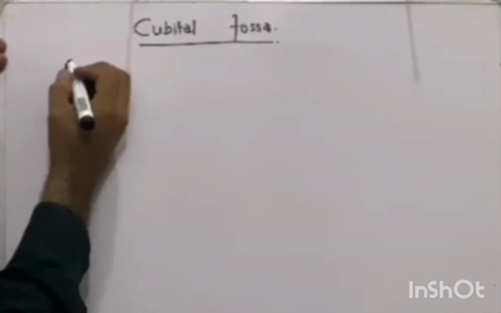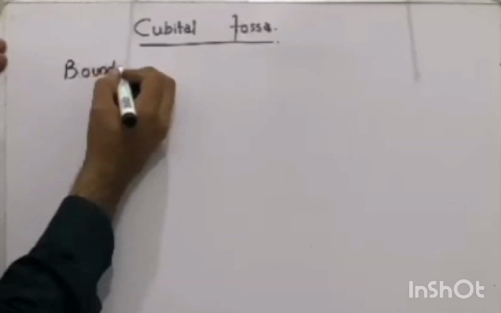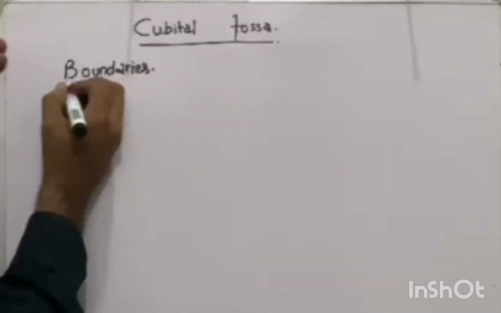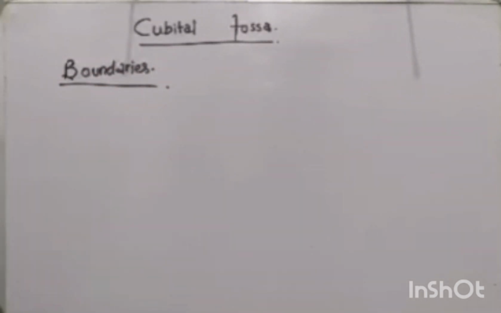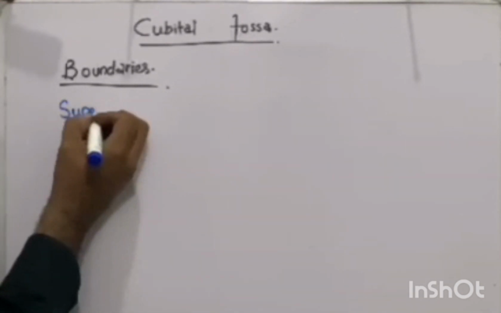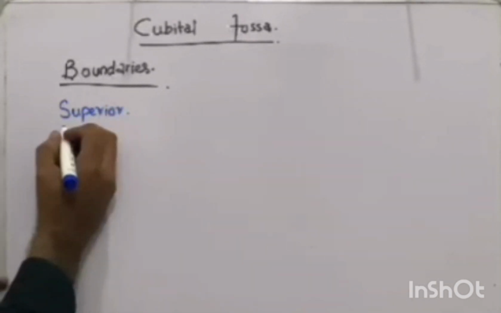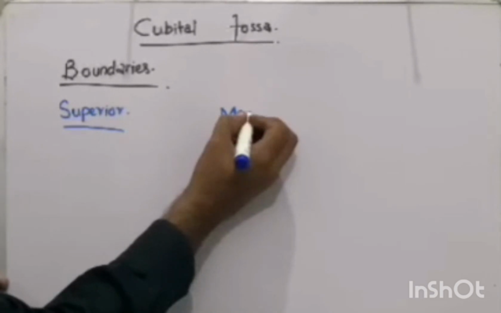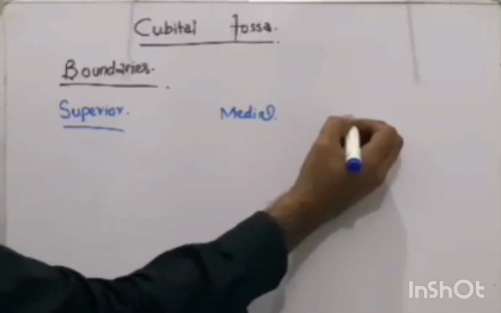Now, we will talk about the boundaries of cubital fossa. There are three boundaries: superior, medial and lateral, and a floor and a roof. Superior, medial and lateral.